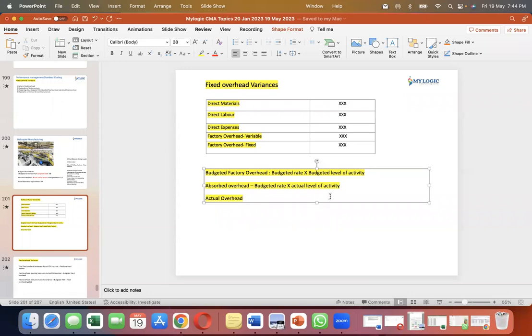So from an overhead perspective, when we discuss fixed manufacturing overhead, unlike the earlier master chart, if you remember, we have a different master chart altogether.